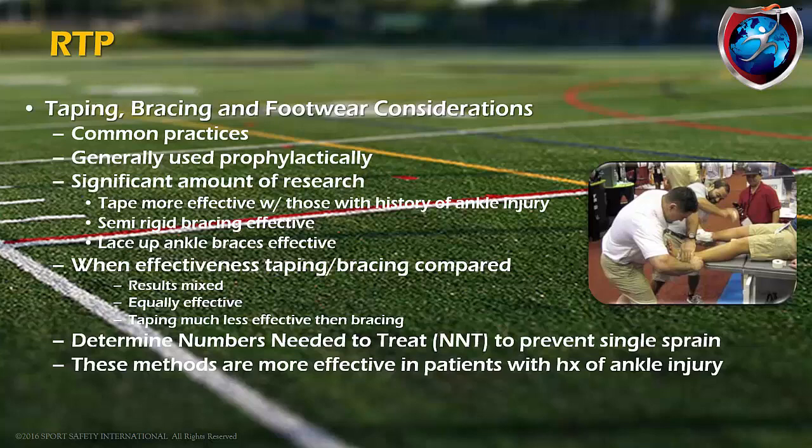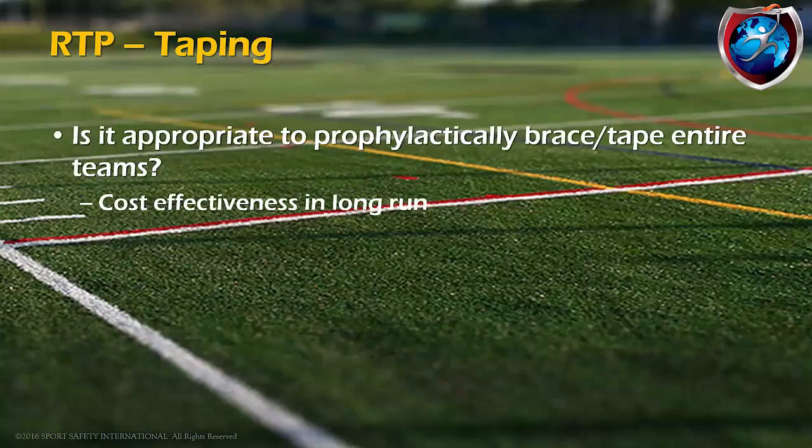A separate study evaluated the effectiveness of bracing and taping, and concluded that athletes with a previous ankle sprain who had either braced or taped the ankle had approximately 70% fewer ankle injuries than athletes without prophylactic support. These studies prompted the question whether it is appropriate to prophylactically brace or tape entire teams regardless of injury history. Recent evidence from McGee et al. suggests that bracing is effective and beneficial, even from a cost perspective in the long run.